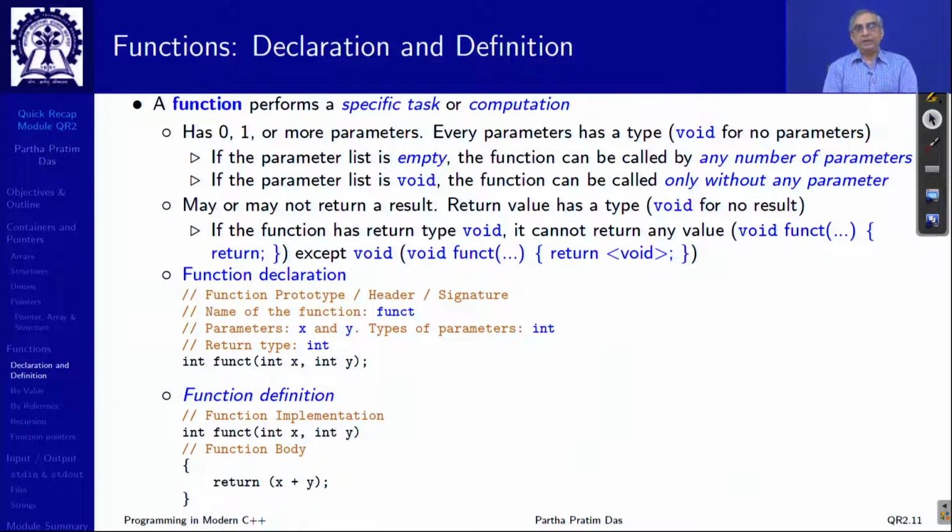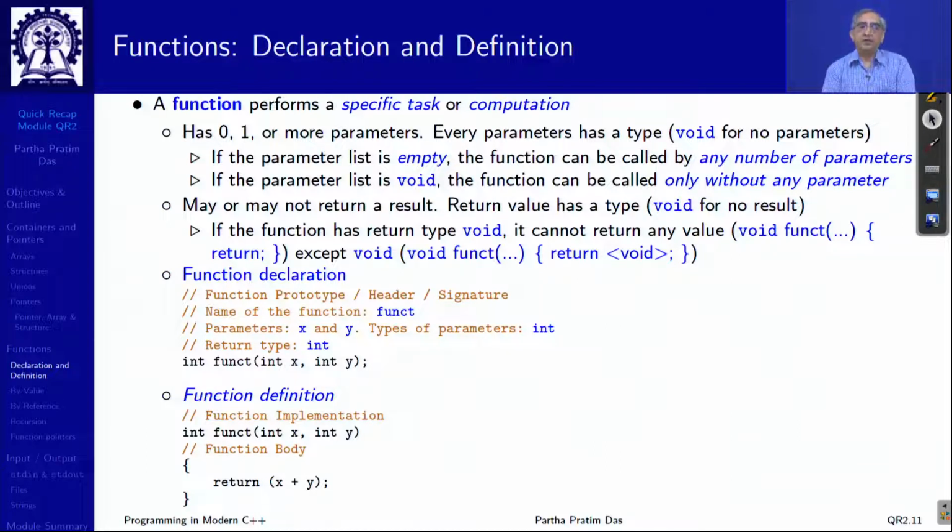Every parameter has a type. Now, instead of no parameter, you can also write void in place of that, without any parameter name. That also means that the function does not take any parameter. It is a little bit of an old style, it is still supported, but normally people do not use it.